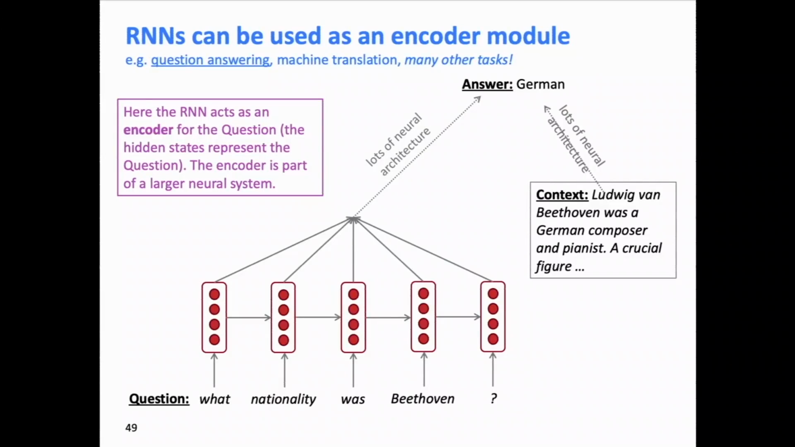So the encoder is part of a larger neural system, and it's the hidden states themselves that you're interested in because they contain the information. You could have taken element-wise max or mean, like we showed in the previous slide, to get a single vector for the question, but often you don't do that. Often you'll do something else which uses the hidden states directly. So the general point here is that RNNs are quite powerful as a way to represent a sequence of text for further computation.